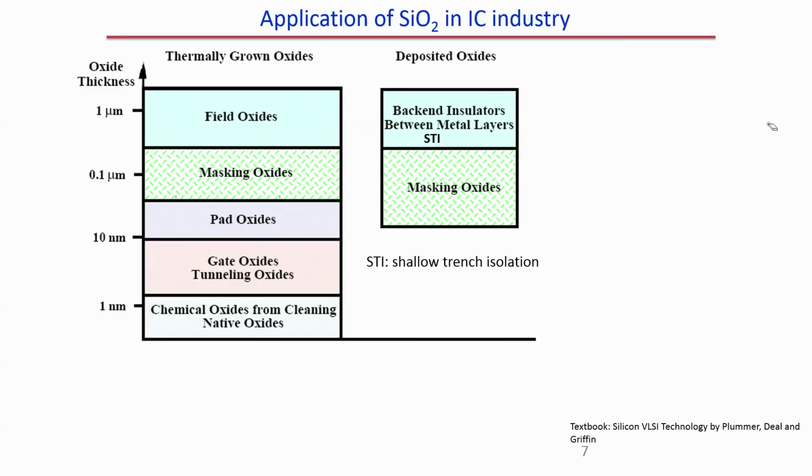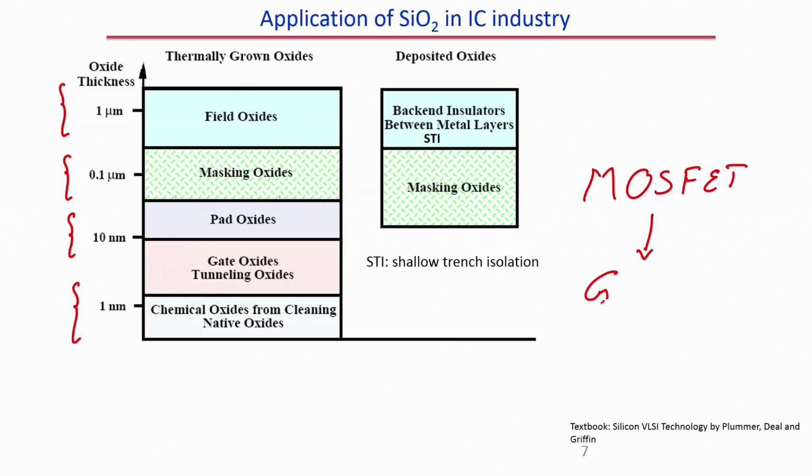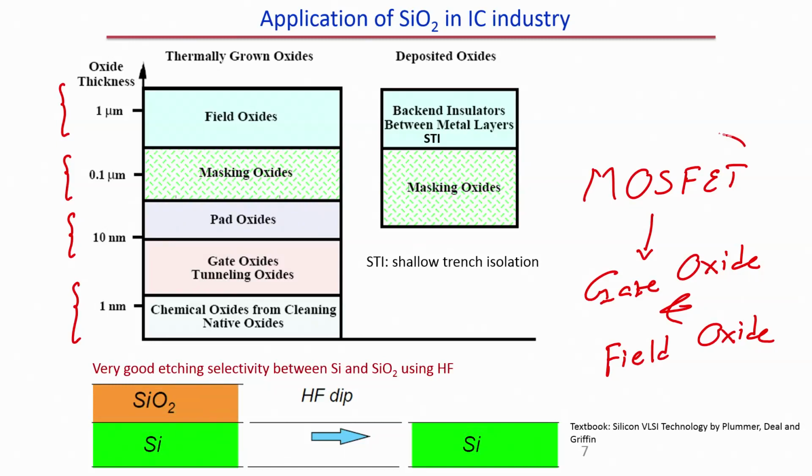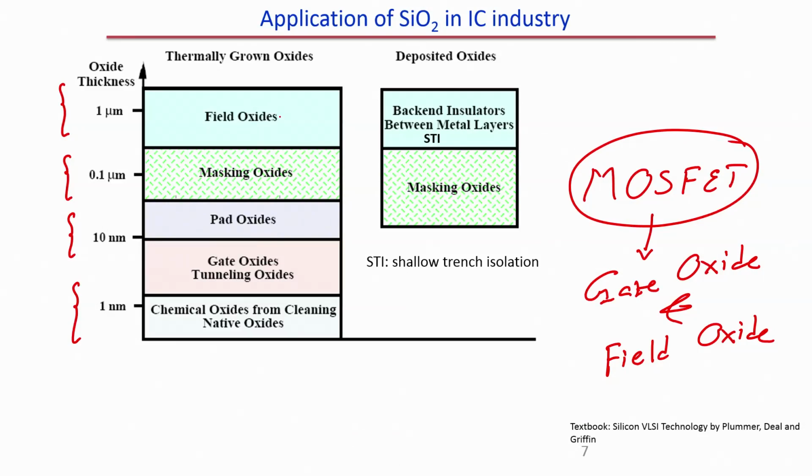Now, let us see. We have got different thicknesses of oxide. We have 1 micron oxide, 0.1 micron oxide, 10 nanometer oxide, and 1 nanometer oxide. If it is 1 micron oxide, then it is used as field oxide. If you know MOSFET, then you will understand the difference between gate oxide and field oxide. So, 1 micron is used for field oxide, 0.1 micron is used for masking oxide.